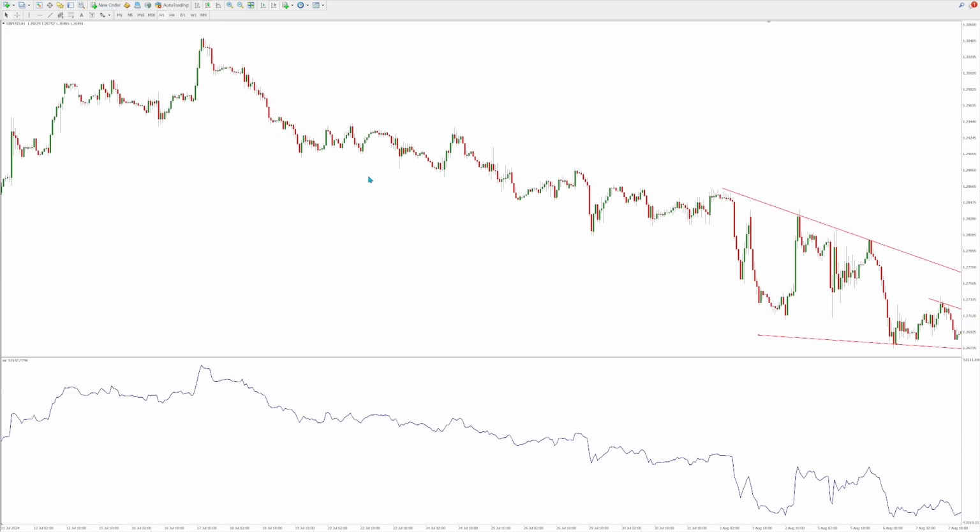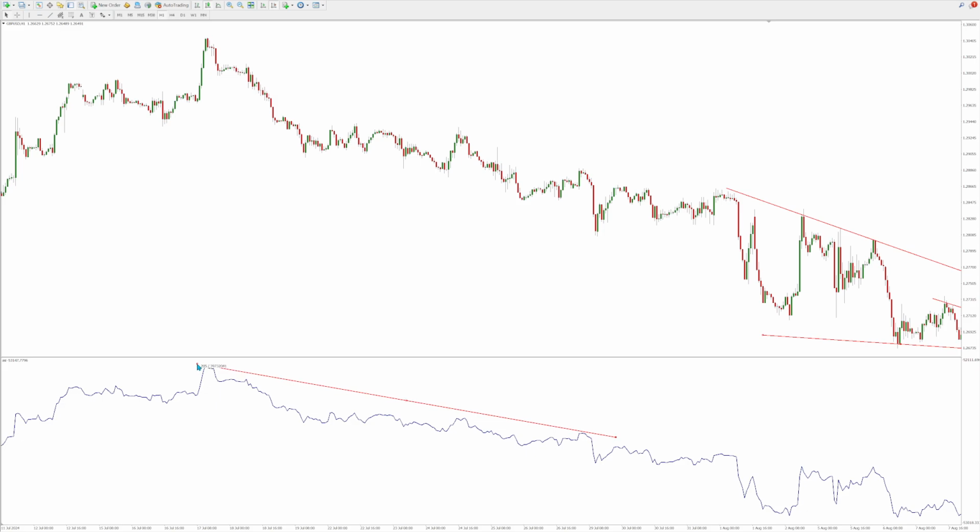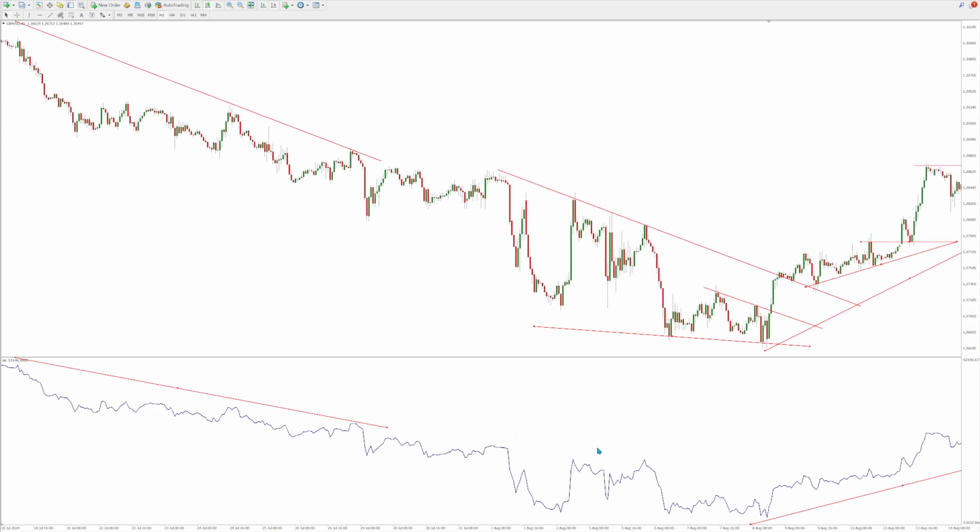Just as if we look at this scenario here, you see the indicator making lower highs, the market's moving downwards, but we can do that and it tells us exactly the same thing, right? Don't be lazy, just draw your lines, simple.